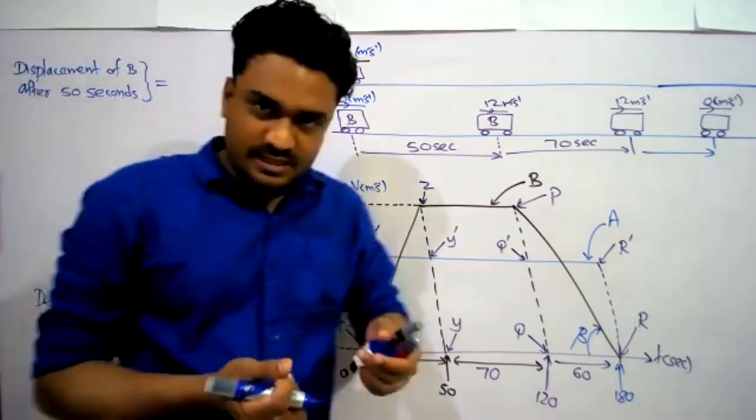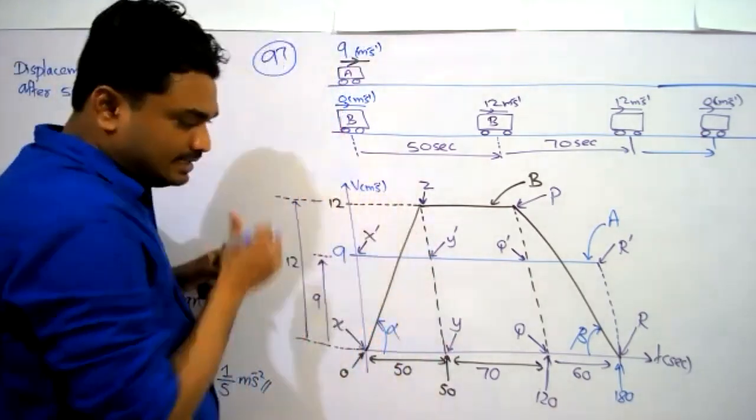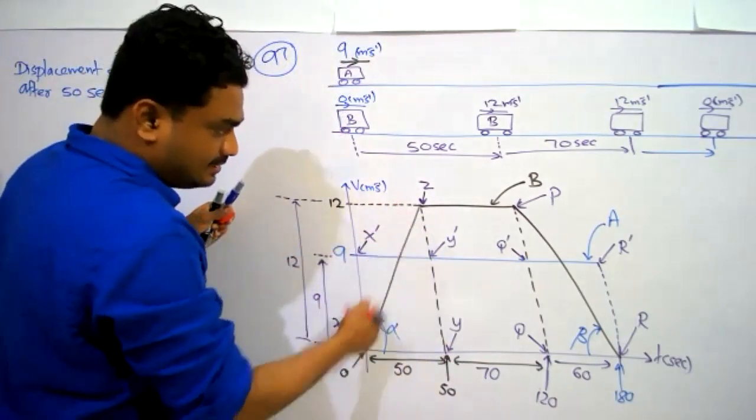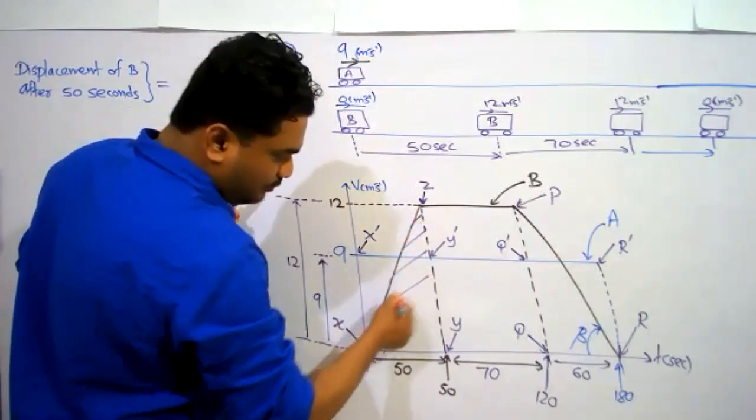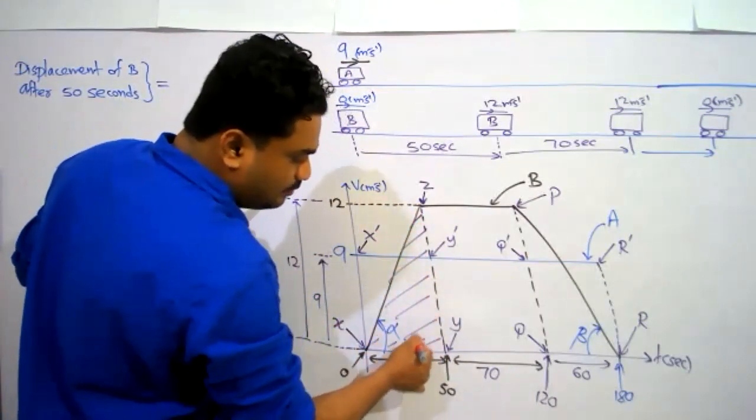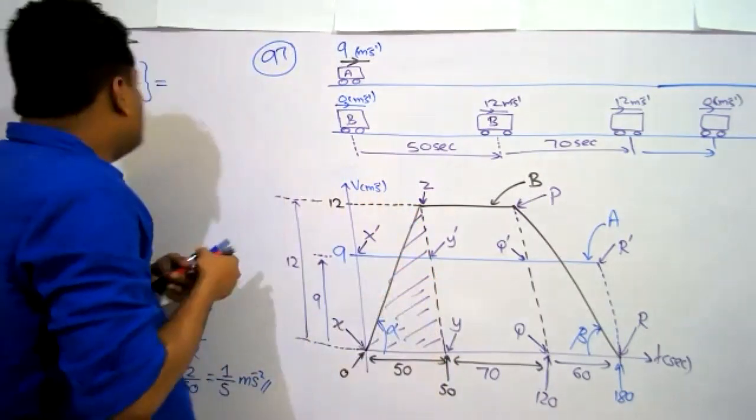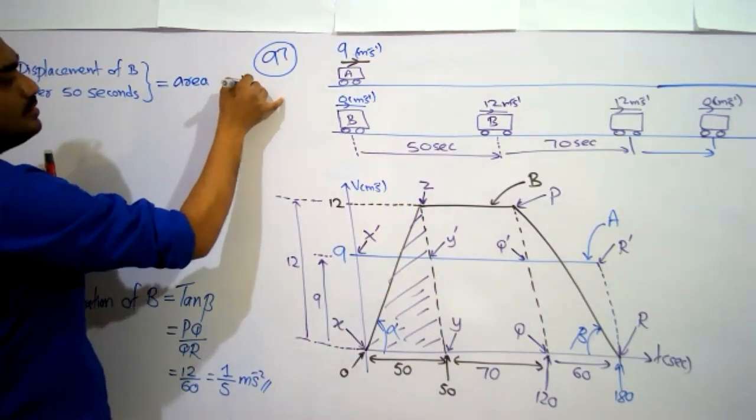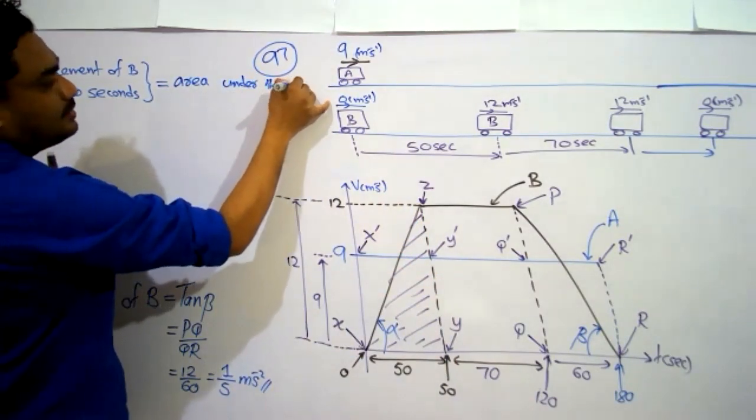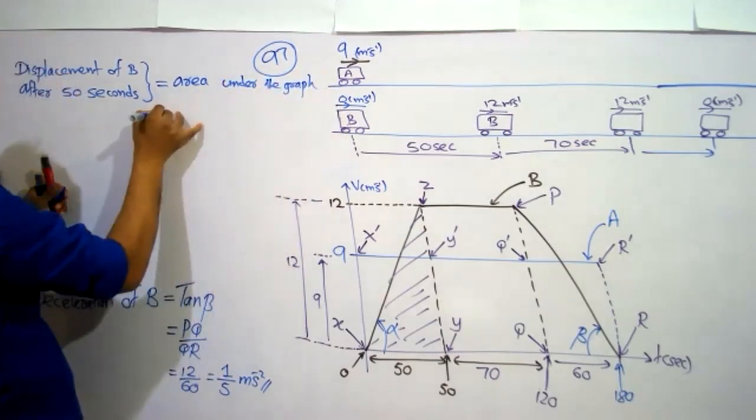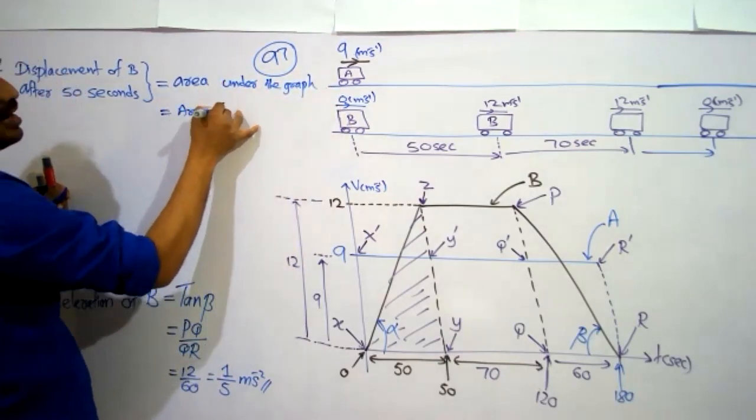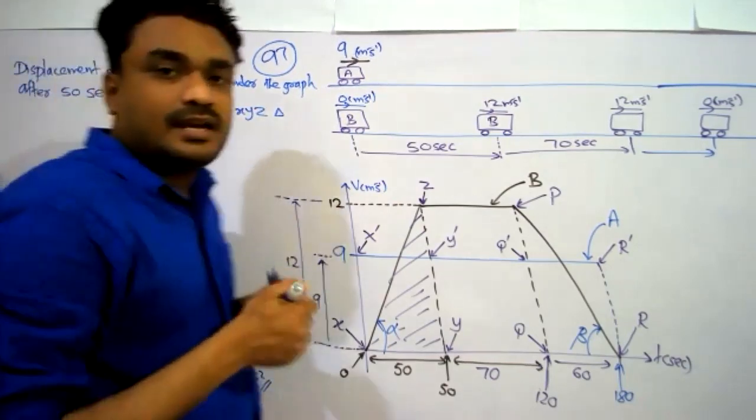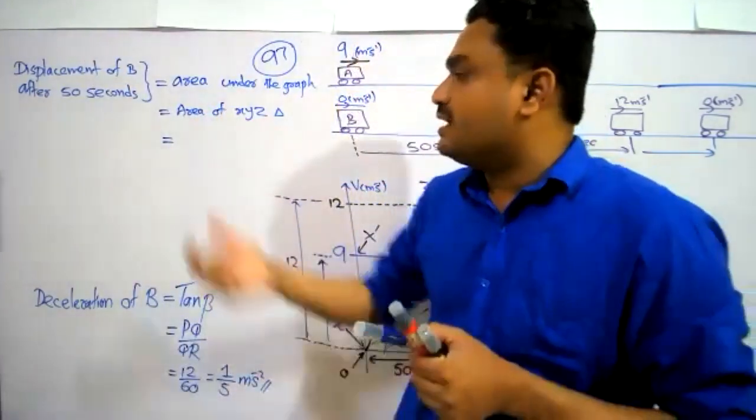So displacement can be obtained by area under the graph. Area under the graph means this section. This is X, this is Z. So area under the graph means this area. I'm talking about the vehicle B. So displacement after 50 seconds is area under the graph. Area under the graph means area of XYZ triangle.